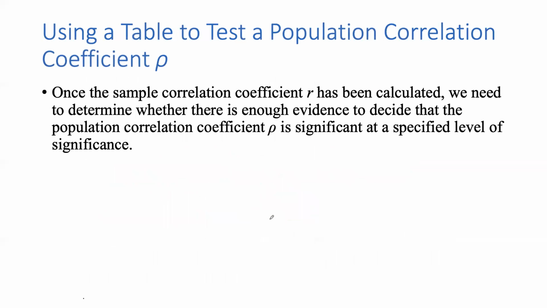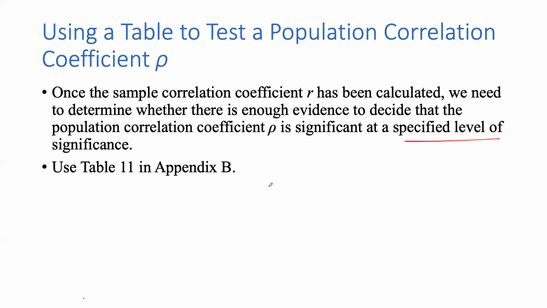All right. So there's two ways to test a population correlation coefficient, whether it's significant or not. As usual, to conduct this test, we need to first specify the level of significance. What level of confidence do we want to conduct this test at? We use Table 11 in Appendix B.